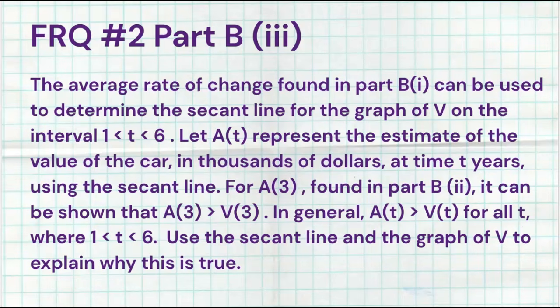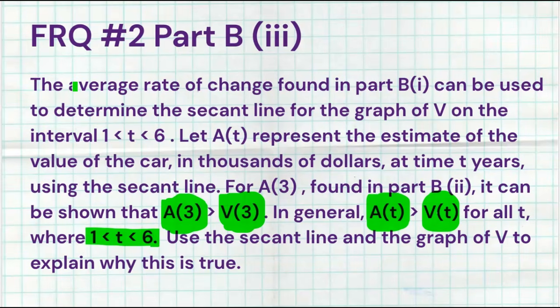And we just noticed that for A of 3, the value that we just found in part B, double I, it could be shown that A of 3 is greater than V of 3. Now, what that means, this is where a lot of kids get confused, is that using the average rate of change, the secant line, to predict year 3 is going to give us a greater estimate than using the model V of 3. And then what we actually notice is, in general, any value using the average rate of change line is greater than the model for any value in that interval 1 to 6. And they want me to explain why that is. So they want me to use the secant line and the graph of V to explain why that's true.